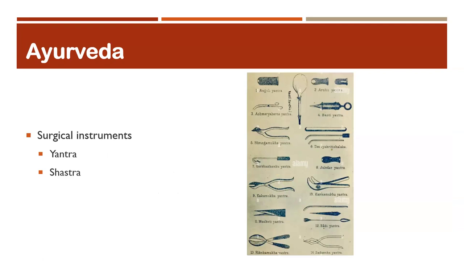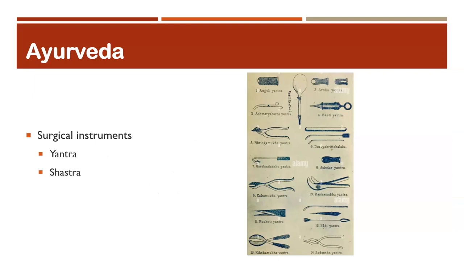So if you go through the different types of instruments described in Ayurveda, mainly we classify these instruments under two headings. One is Yantra and another is Shastra. We all know the Yantras are blunt instruments while Shastras are sharp instruments.